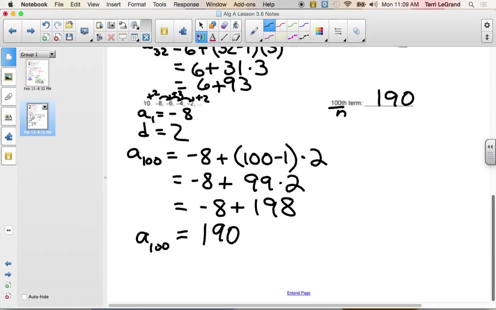Our a sub 100, our 100th term is 190. Do you think we have a good answer? Yes. Was our sequence growing or getting smaller? It was growing, and this is a number that would show growth, wouldn't it? Okay.